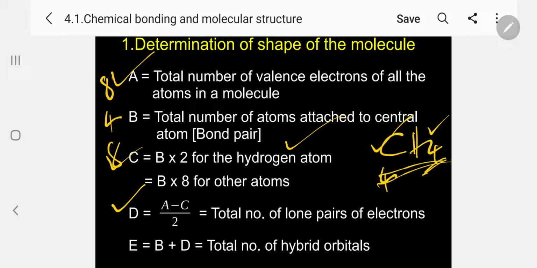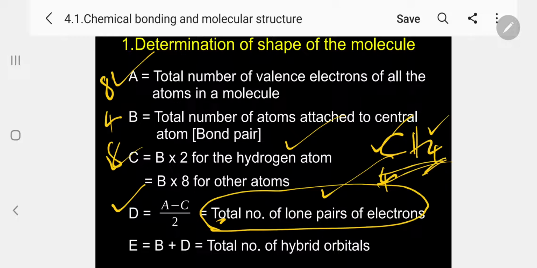What is D? Please follow. A minus C by 2, that is the total number of lone pairs of electrons. In this case, 8 minus 8 is 0. There is no lone pair in methane. Then E, that is the total number of hybrid orbitals, equals B plus D: B is 4, D is 0. Therefore, 4 is the number of hybrid orbitals. So methane is sp3.